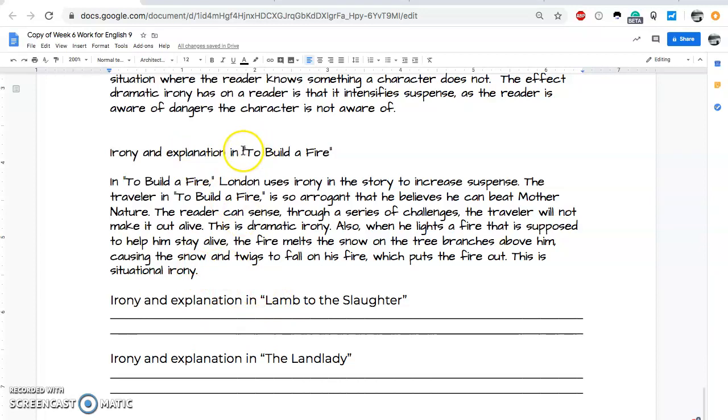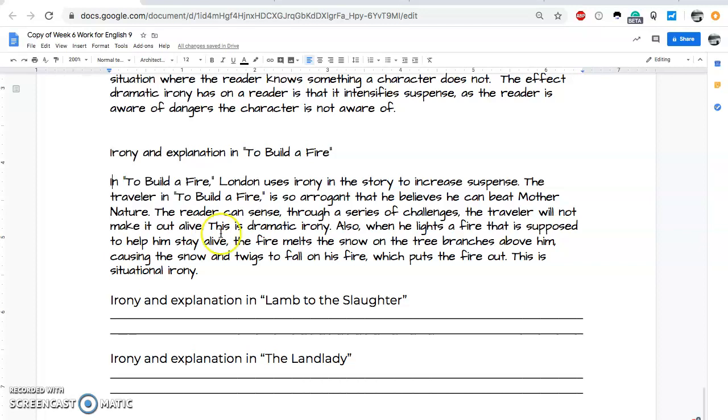Okay, so To Build a Fire. So here we go. In To Build a Fire, London uses irony in the story to increase suspense again. The traveler in To Build a Fire is so arrogant that he believes he can beat Mother Nature. The reader can sense through a series of challenges the traveler will not make it out alive.